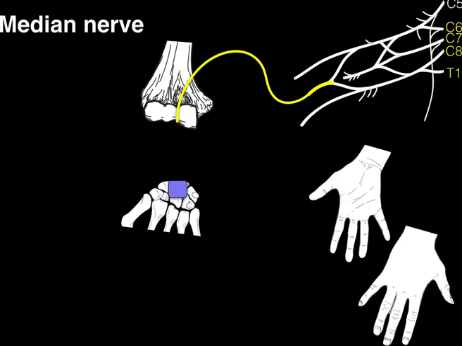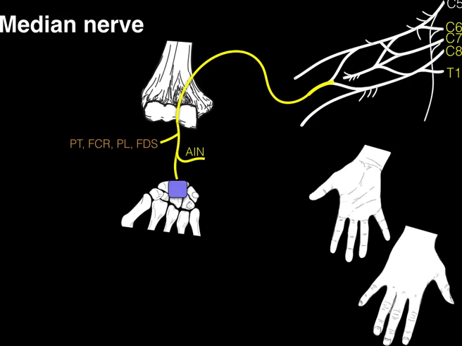And at this point, at the elbow, it now enters the forearm where it gives off many of its motor branches. And so as the median nerve continues, it gives rise to nerves that go to the pronator teres, flexor carpi radialis, palmaris longus, and flexor digitorum superficialis. It also gives rise to a nerve called the anterior interosseous nerve, AIN for short. It courses right in front of the interosseous membrane between the radius and ulna.